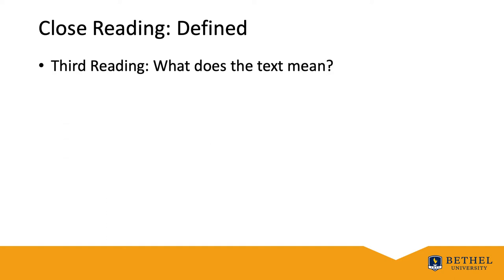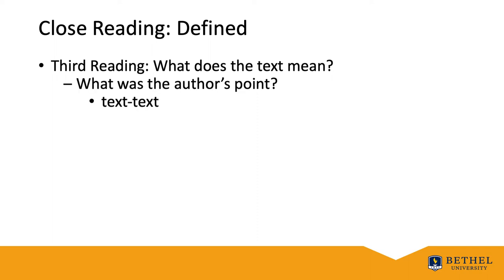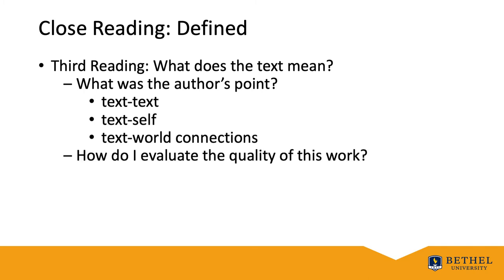Now, the third reading focuses on what the text means. This might include author's point, text to text, text to self, text to world connections, and an evaluation of the work's quality. When students deeply understand what a text says and how it works and what it means, they are then well positioned to critically evaluate it.